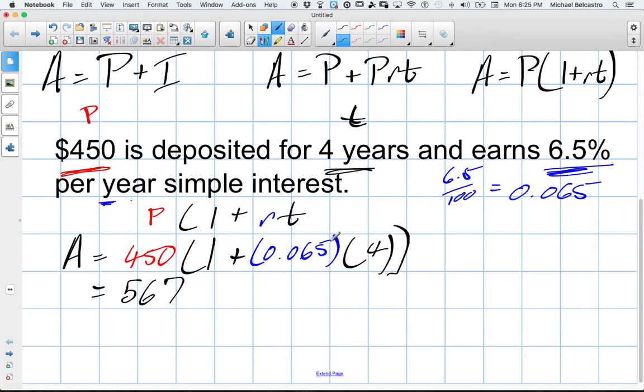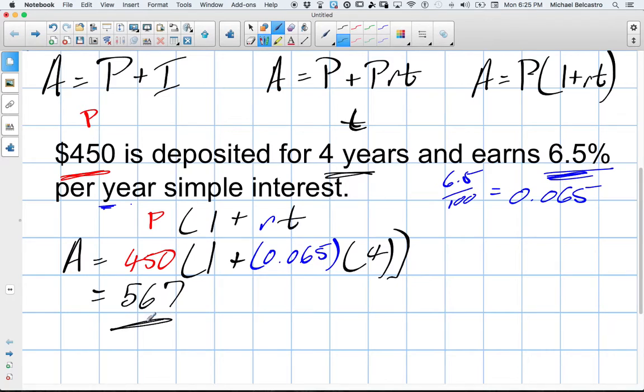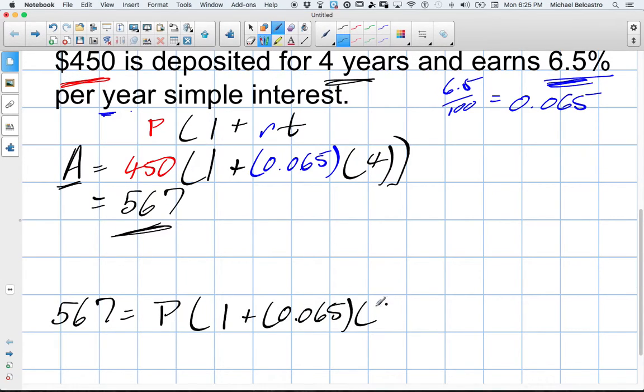Let's use the same information. They could have also potentially said, you will have 567 in the future, what did you start with? In that case, my P is unknown. So what we would do is replace A with 567. P would be the unknown. We still have the same interest rate, 0.065, and it's still over the course of 4 years.